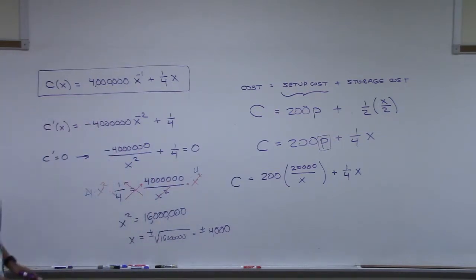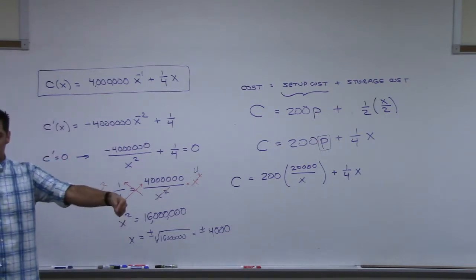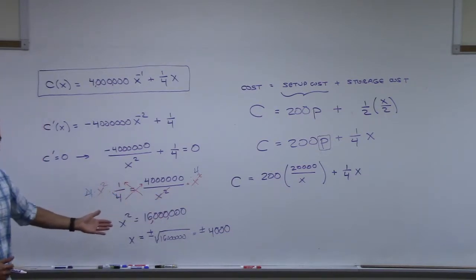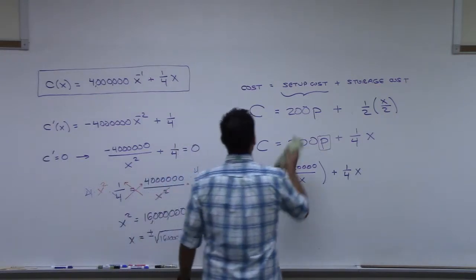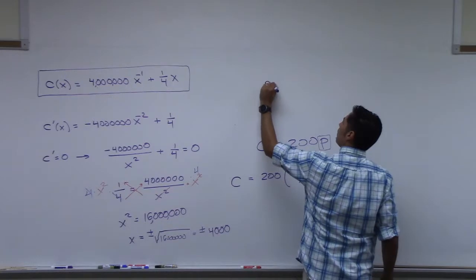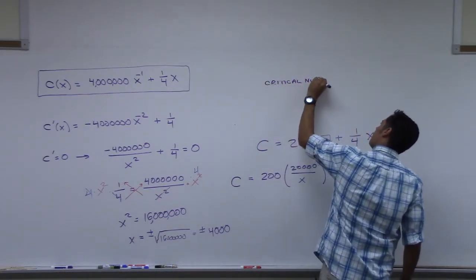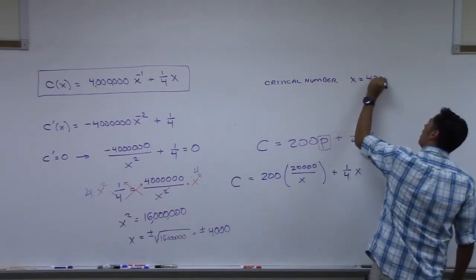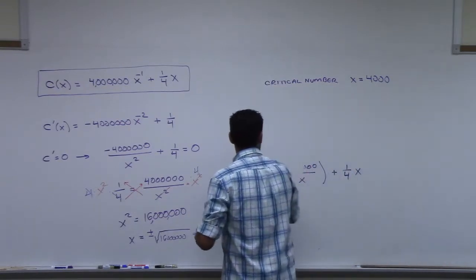We didn't talk about the domain, but remember, x is the number of DVDs we make per production cycle, right? That's what x was? We can't make a negative number of DVDs. So right now we have a critical number of x equals 4,000.